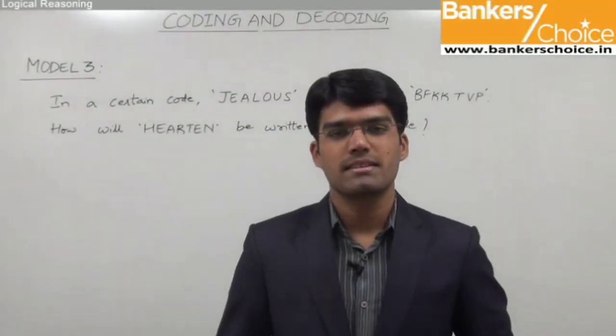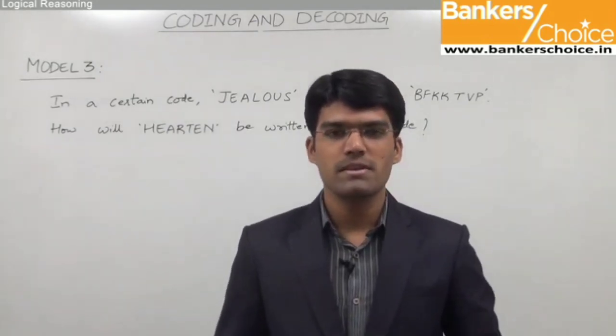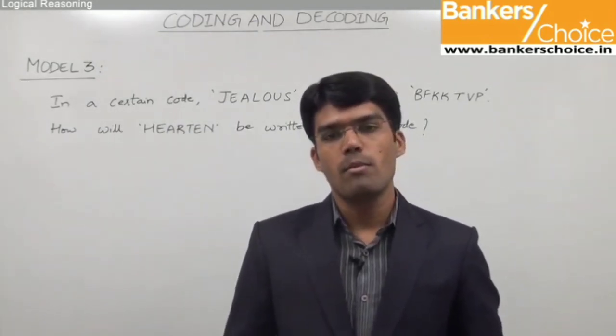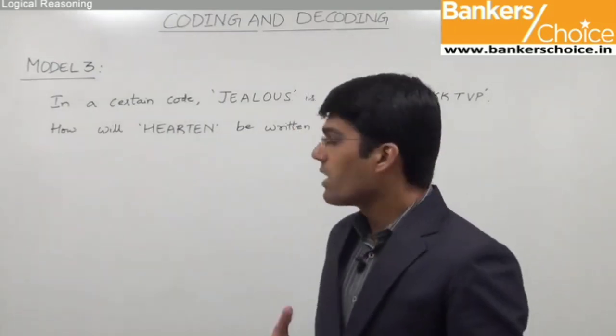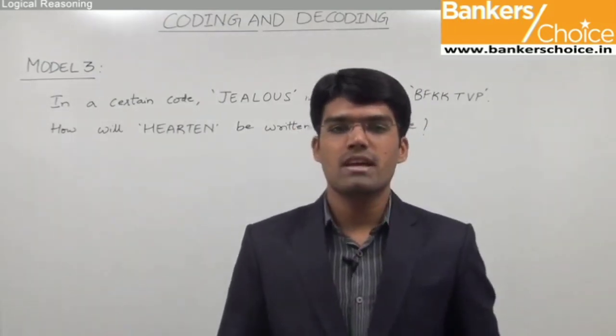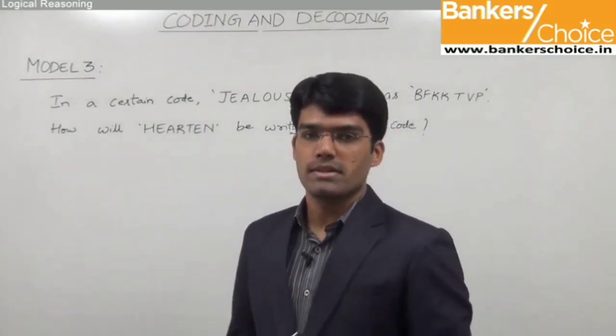Let us now discuss the third model from coding and decoding. In the previous models, we have observed that to get the coded form, any one of the operations was performed on the given word. But in this model, 2 to 3 operations are performed at the same time to get the coded form. Let's look at the question here.